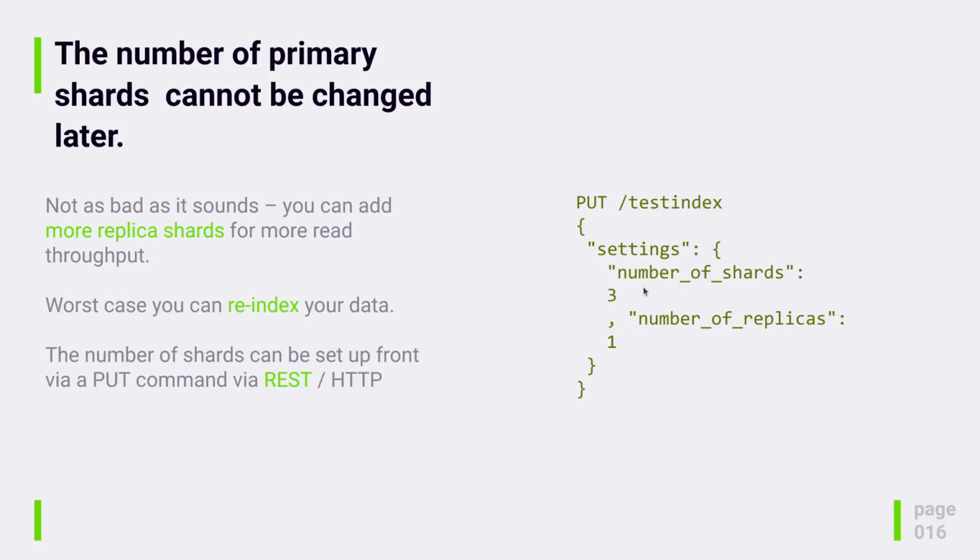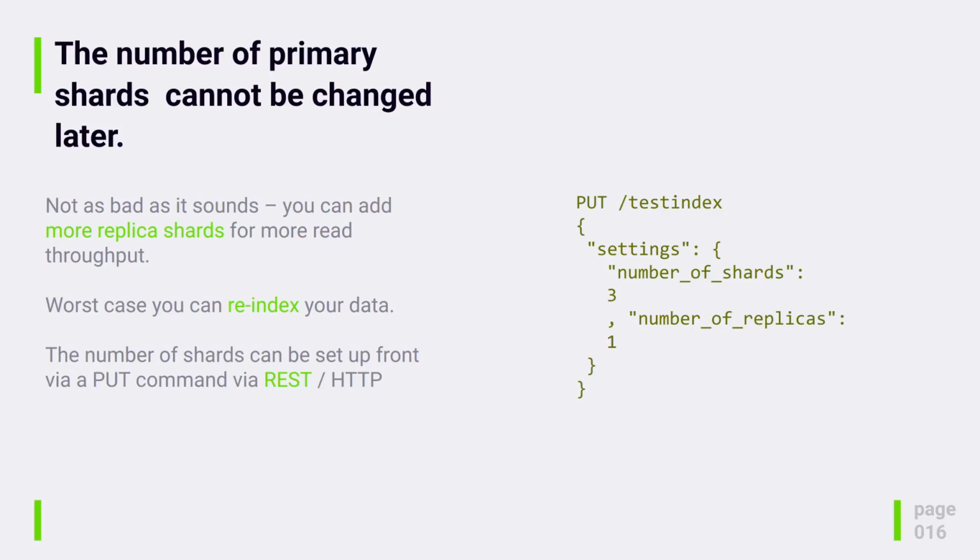Here you see that the number of shards is mentioned as 3 and the number of replicas as 1. So what will be the total number of shards over here? I guess most of you might answer 4, but this is not the right answer. The total number of shards over here will be 6.